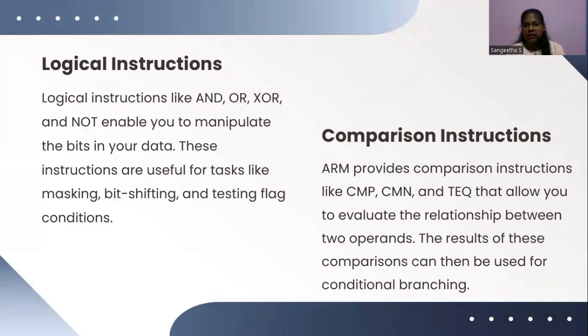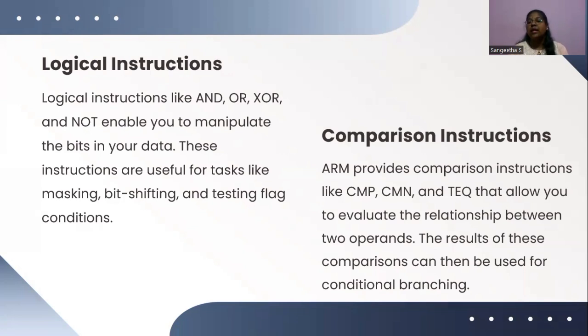Next instruction is logical instruction. Logical instruction, as we know, the logic is what we are studying: AND, OR, NOT, XOR, XNOR gates. These are the logical instructions which can be performed. These are one type of the ARM instruction. These instructions are useful for tasks like masking, bit shifting, and testing flag conditions. Flag conditions we can give, for example, if Z flag and negative flag. If there is a carry or borrow, the flag should be 1 or 0. These are some of the conditions. So in these types of tasks, we use logical instruction.